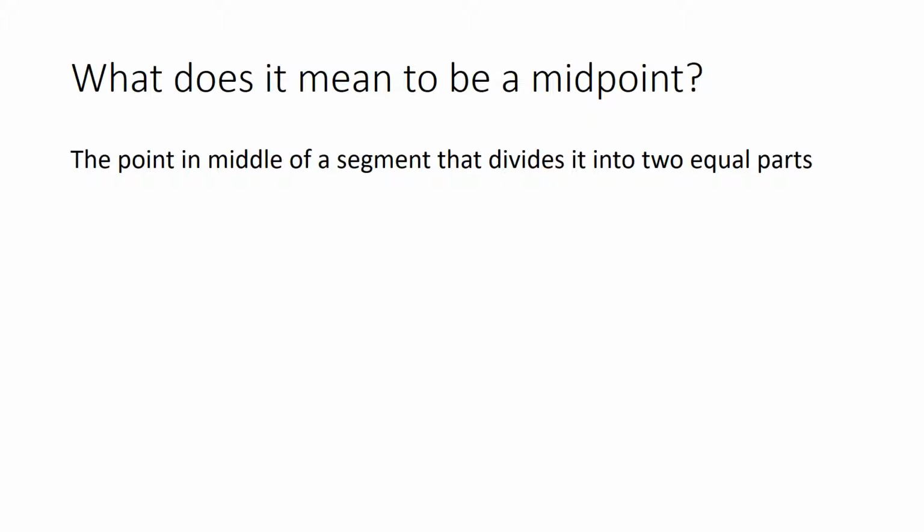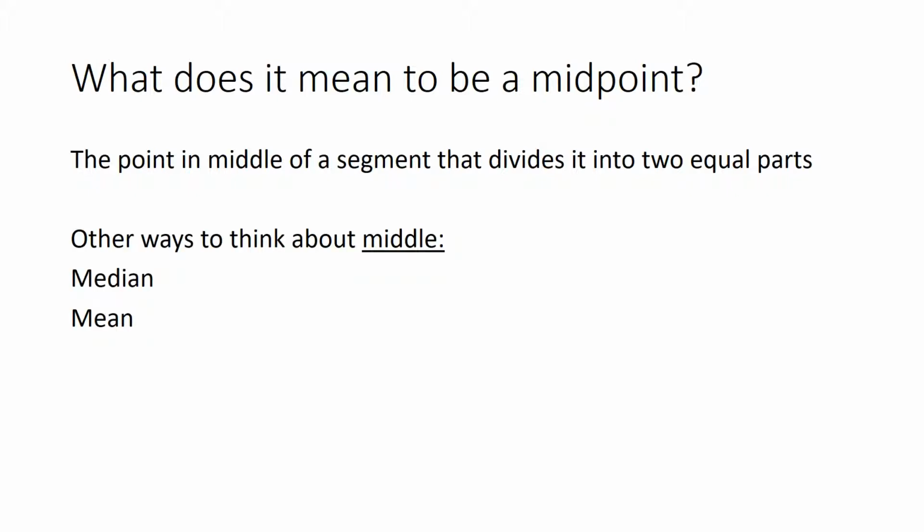What does it mean when we say midpoint, or what does it mean to be the midpoint of something? A midpoint is in the middle of a segment. If we're talking geometry, because this is geometry class, in order to be in the middle of something, like a segment, we're saying it divides into two equal parts. Other ways that you can think about middle is the median or the mean, and mean also means the average.